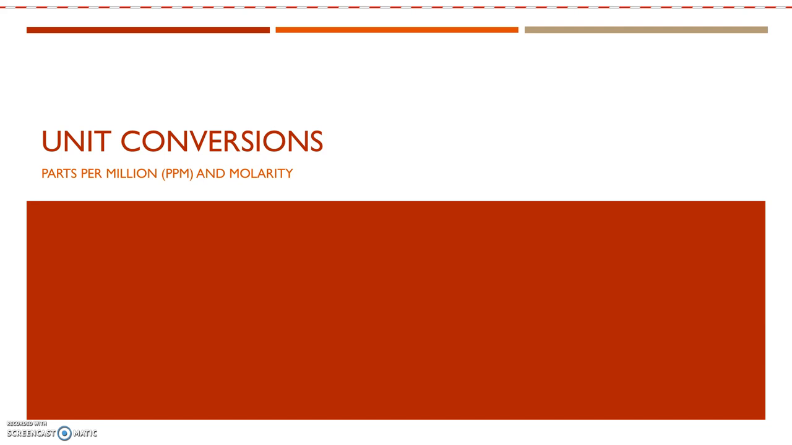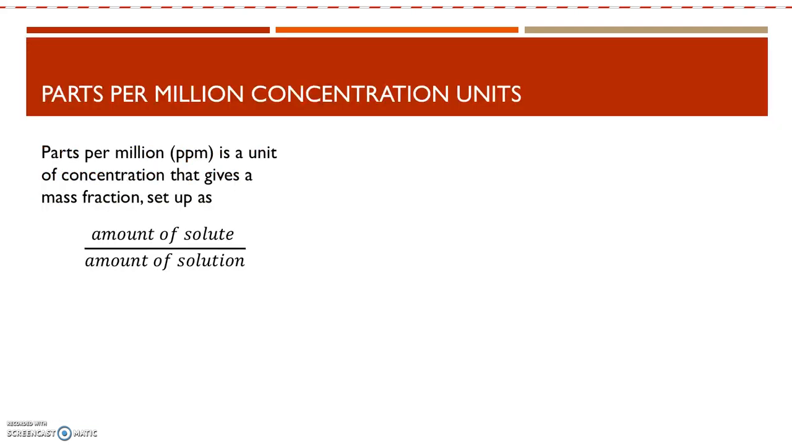So parts per million is another concentration unit that's set up as a fraction, a mass fraction of amount of solute over amount of solution. So this is similar to molarity in that case. In particular, parts per million is saying you've got 1 gram of solute for every 1 million grams of solution. And we can convert the grams of solution to liters of solution if we think about the solvent being water, and the density of water is 1 kilogram per liter.